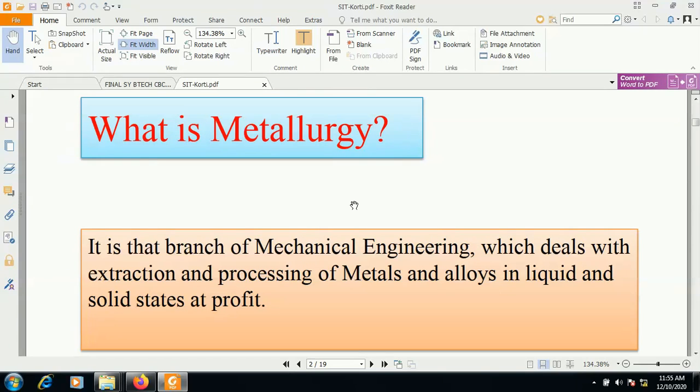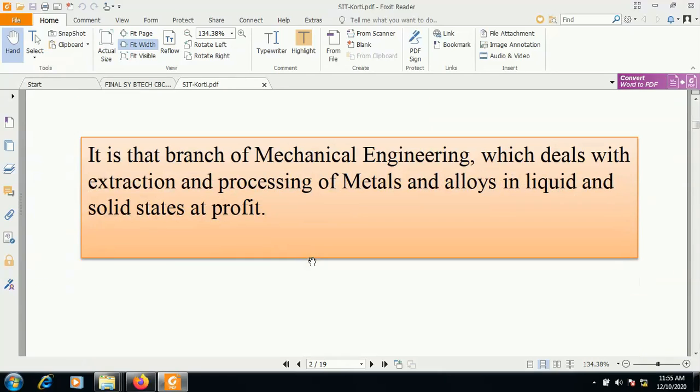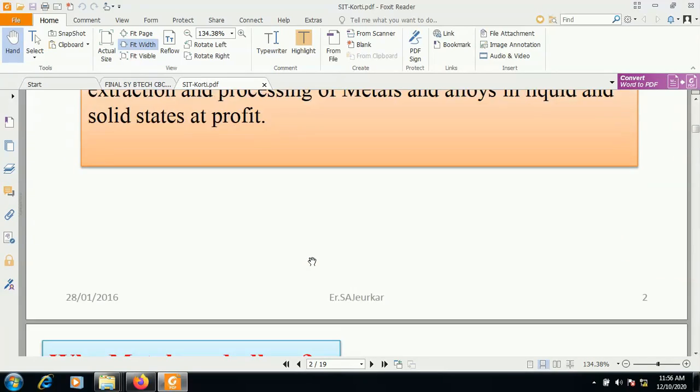In industry or in society, whatever parts are made, 60 to 65% of them are made up of metal. That's why extraction and processing of metals plays an important role, and that's why metallurgy has a vital scope in mechanical engineering. It is a branch of mechanical engineering.